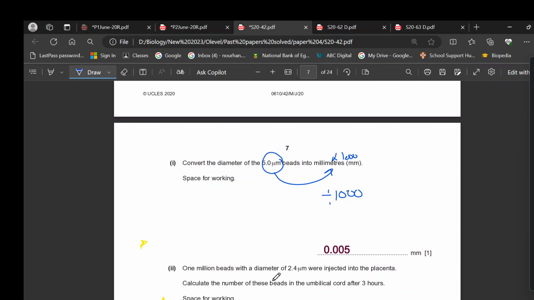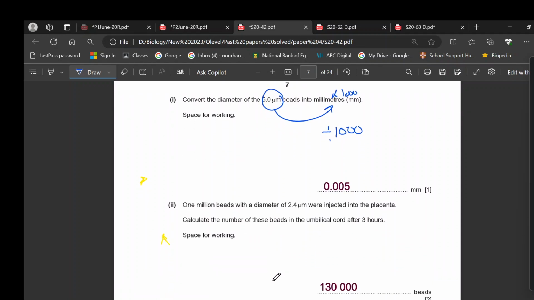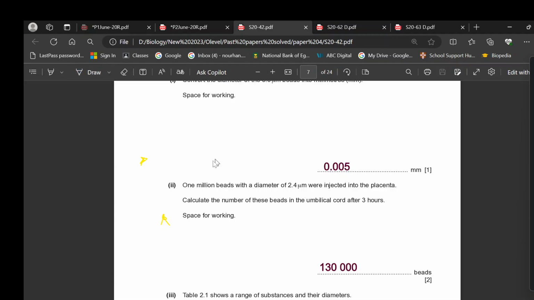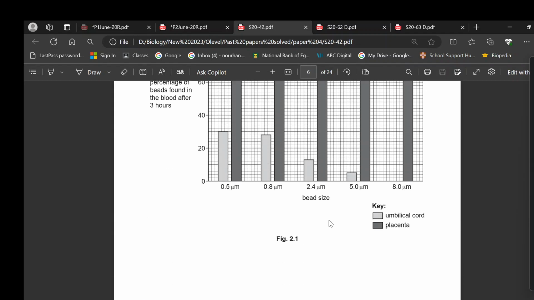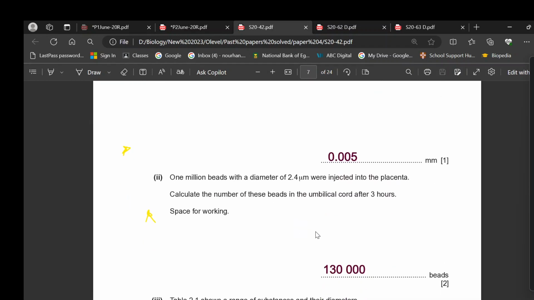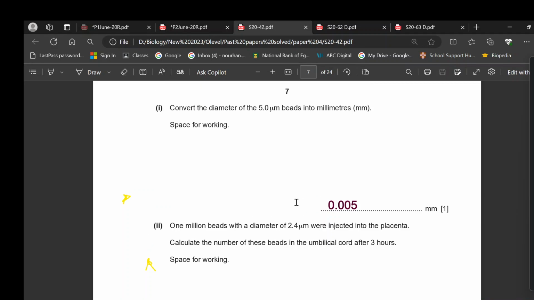This was a math question. 1 million beads with a diameter of 2.4 micrometers were injected into the placenta. Calculate the number of these beads in the umbilical cord. How did I calculate it? Check the percentage. Which size? He said 1 million of the size 2.4.